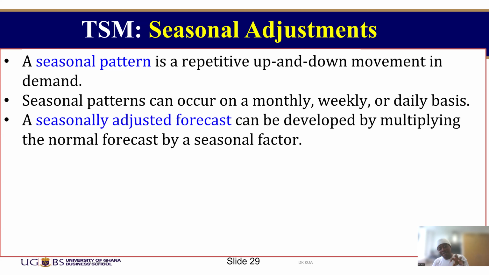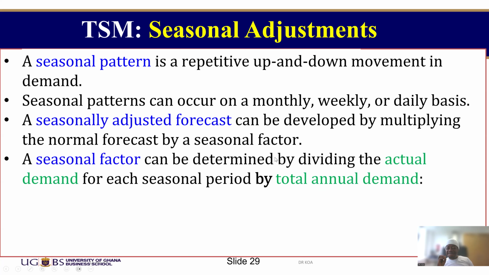Now, you can have a seasonally adjusted forecast. You can have the seasonal demand, and then the adjusted version of it to forecast what is going to happen. You get that value by multiplying the normal forecast by the seasonal factor. But you're going to ask, what is a normal forecast and what is a seasonal factor? A seasonal factor is when you divide the actual demand for each season.